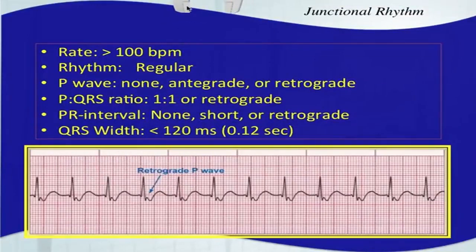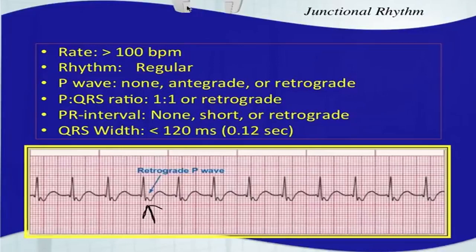It has the same rules as the other junctional rhythms. The P wave could either be antegrade, buried within the QRS where you won't see it, or it could be retrograde, like you see here, with that little arrow pointing to the retrograde P wave. That's what that little dip is. For the P-QRS ratio, you'll notice you only have one P wave for every QRS complex. And again, the PR interval either won't exist, will be very short, or your P wave will come after the QRS complex. So there are many different options with junctional rhythms. And the QRS width should be narrow, less than 3 small boxes wide, which is 0.12 seconds or 120 milliseconds.